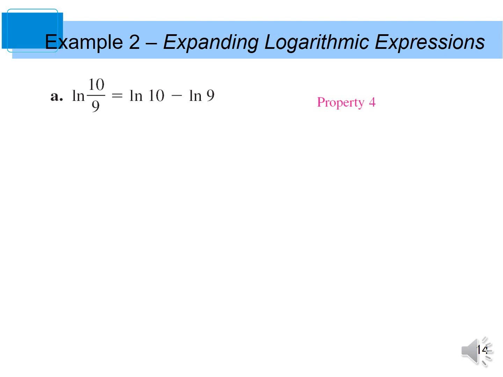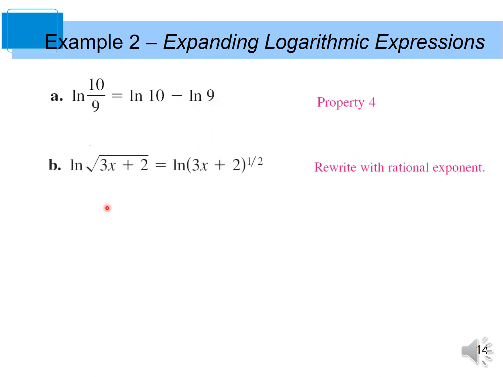Look at this example. Natural log of 10 over 9 equal to natural log of 10 minus natural log of 9. And for the b, natural log of radical 3x plus 2. First, you can rewrite this expression, for the radical part, to the power of a half. And we can use the third property, where the power we can bring to the front.